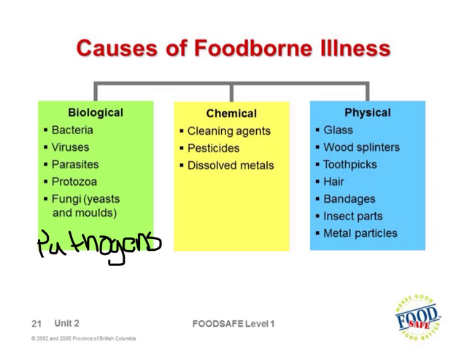And then there are physical sources of foodborne illness, such as glass, wood splinters, toothpicks, hair, bandages, insect parts, and metal particles. Now, not all of these things are going to cause illness right away. Sometimes they may be ingested and cause issues later on when they're being digested. Sometimes they can just make someone go squeamish, like a piece of hair. No one likes eating hair.